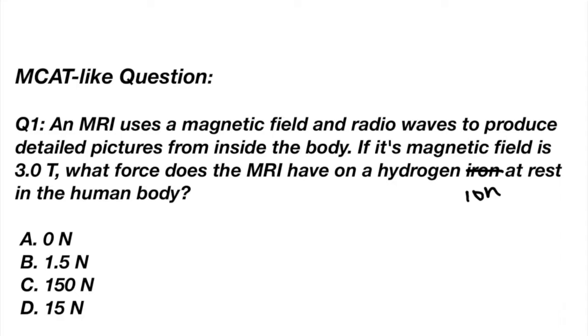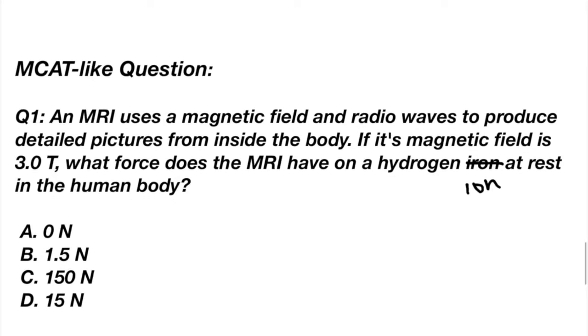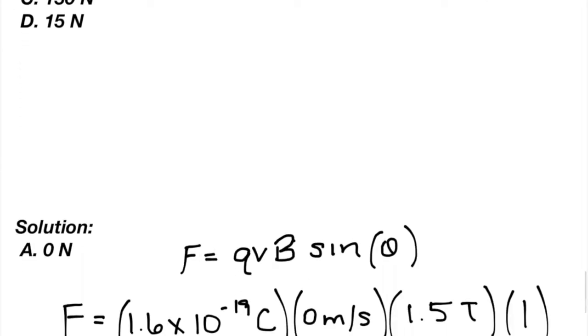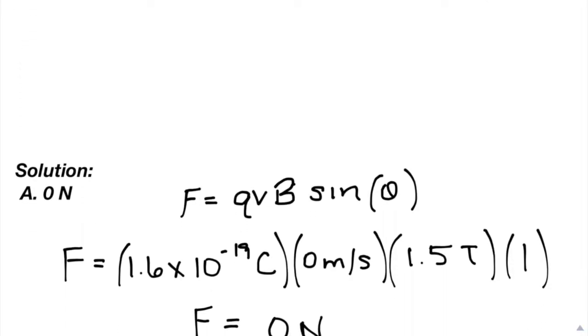Just a hint, you're going to be using the equation for force that we provided earlier, where force is equal to QV times B times the sine of theta. Below we have the solution. Since the magnetic field was 3.0 T, we solved it using the force equation where QV times B is equal to the force.